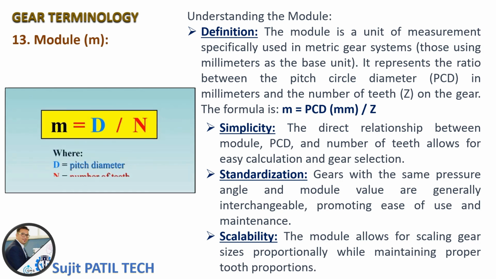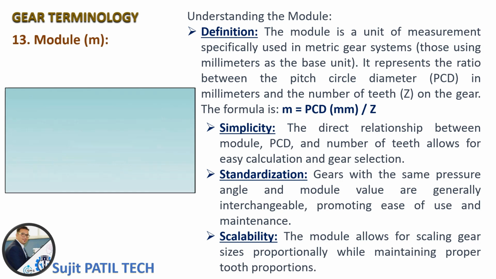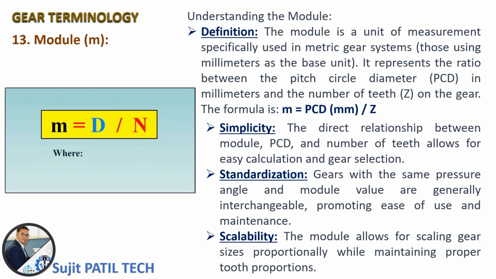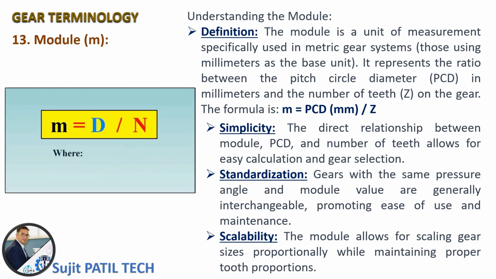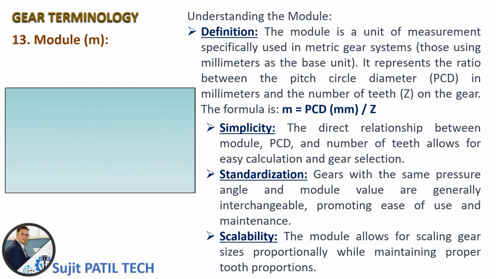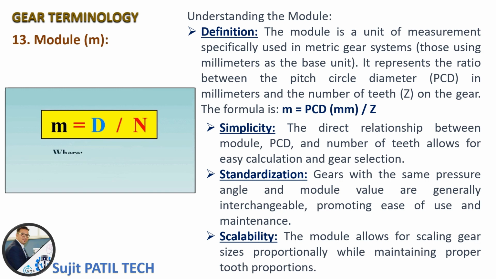Simplicity. The direct relationship between module, PCD, and number of teeth allows for easy calculation and gear selection. Standardization. Gears with the same pressure angle and module value are generally interchangeable, promoting ease of use and maintenance. Scalability. The module allows for scaling gear sizes proportionally while maintaining proper tooth proportions.